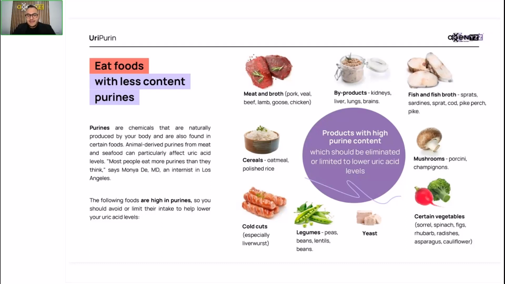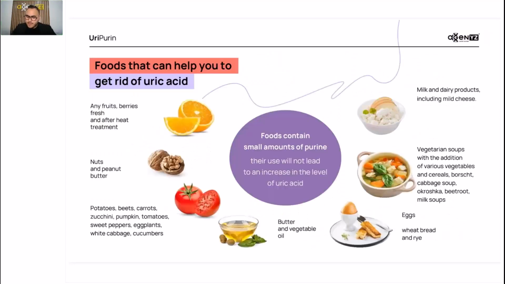And here on the right-hand side, I would like to show the foods that are high in purines. You should avoid them or limit their intake to help lower uric acid levels. Broths and their byproducts like kidneys, liver, lung, and brains, and fish broth, mushrooms, certain vegetables, yeast, legumes, and cold cuts, such as breast and cereals.